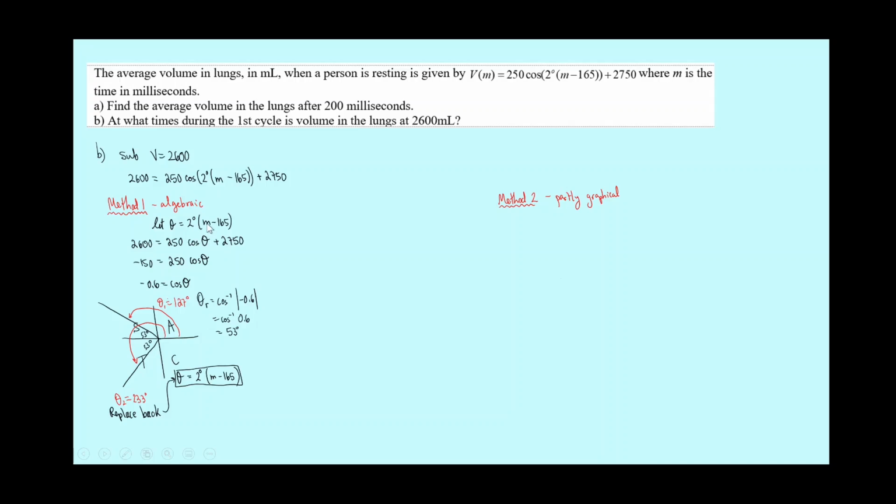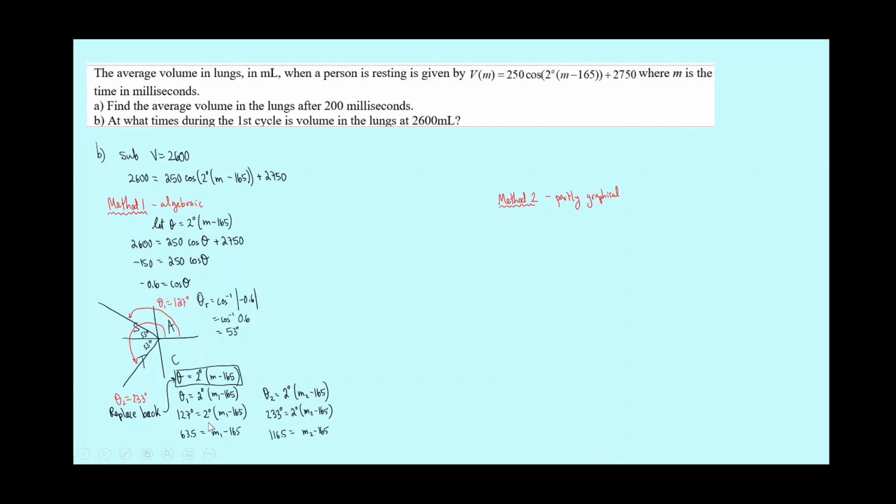Then, because my original question never had theta, it was m, which represented time in milliseconds, I need to replace back what I substituted. So theta is equal to 2 degrees multiplied by m minus 165. I'm going to use this equation and my two answers, 127 and 233, to find the corresponding values for the milliseconds. So here are the two versions. To find using theta 1, we'll find m1, and using theta 2, we'll find m2. So theta 1 is 127, theta 2 is 233.